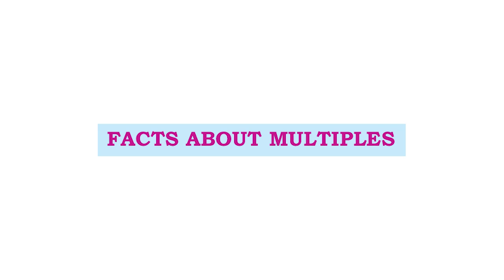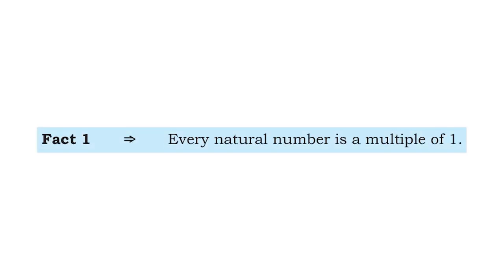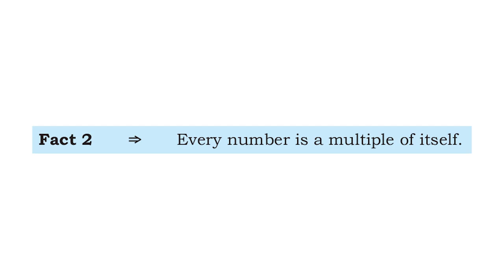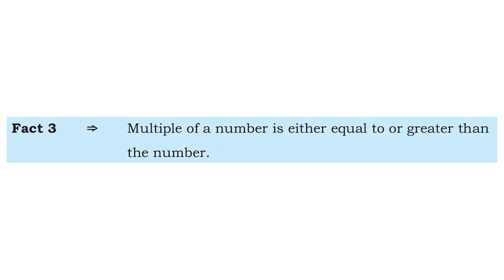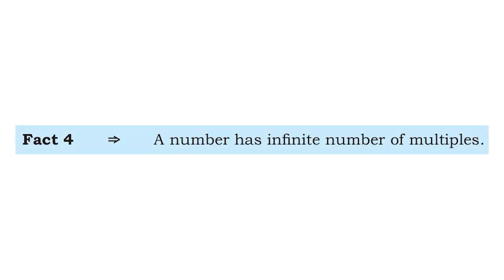Now let's look at some of the facts about multiples. The first fact, every natural number is a multiple of 1. Fact 2, every number is a multiple of itself. We've seen it in the earlier example. 3 is a multiple of 3, 4 is a multiple of 4 and so on. How about fact 3? A multiple of a number is either equal to or greater than the number. We've seen in the multiples of 3 that they are either equal to 3 or greater than 3. And the last fact, fact 4, a number has infinite number of multiples. So the multiples of 3 are 3, 6, 9, 12, 15, 18, and it goes on.